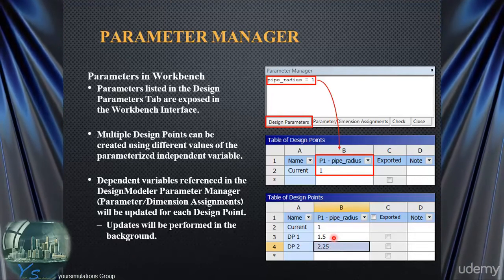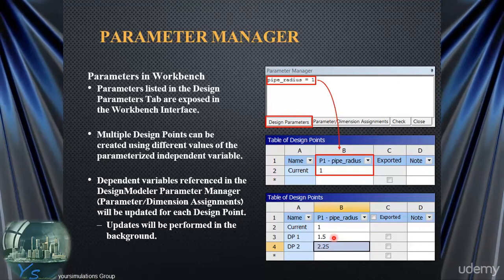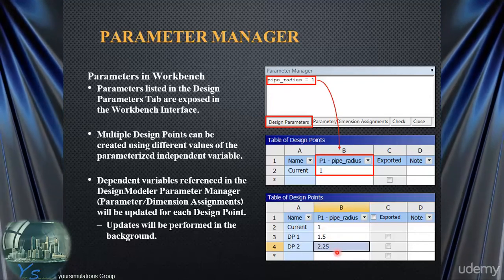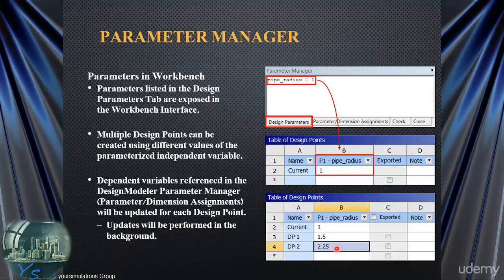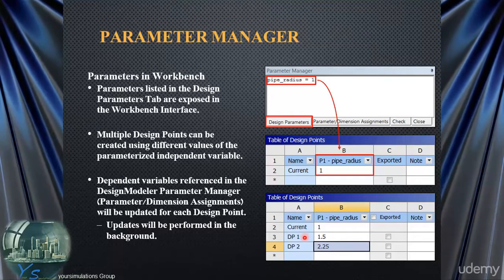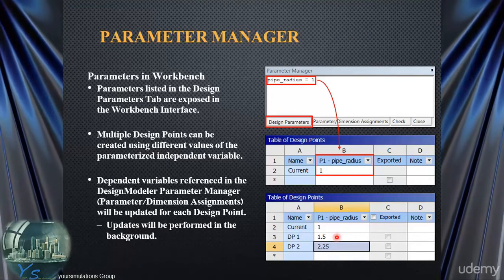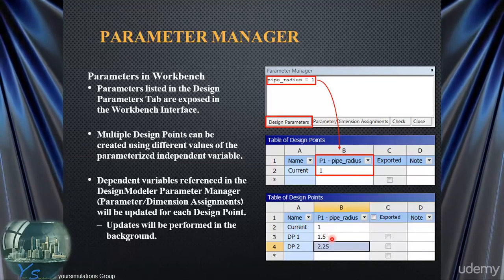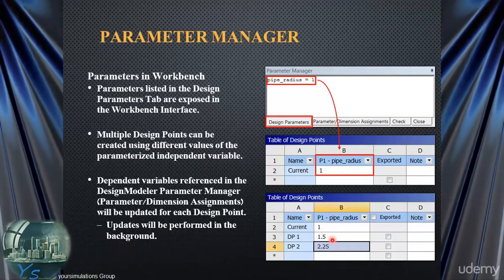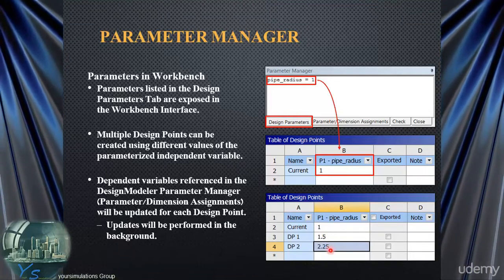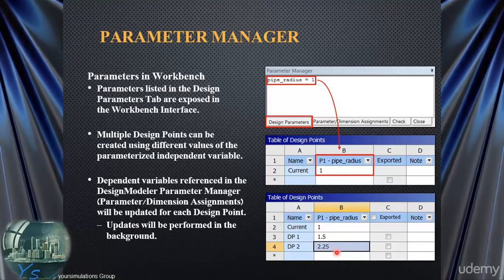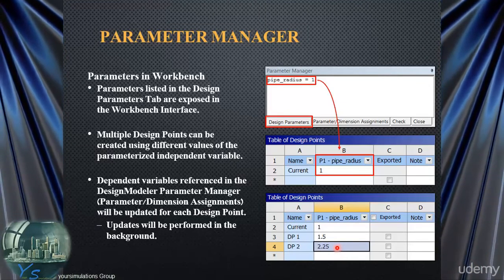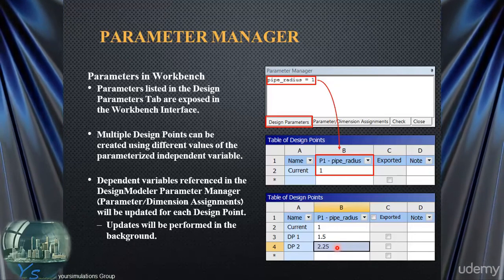So here we're just selecting in the box in Workbench, and we're putting in 1.5 millimeters, 2.25 millimeters, etc. And we could continue this further down in order to create a number of different DP, or design points. The capability here of Workbench and parameters is really exposed when Workbench can automatically run through all of these different design points and allows us to evaluate and look at lots of different geometries without having to go back into Design Modeler itself.